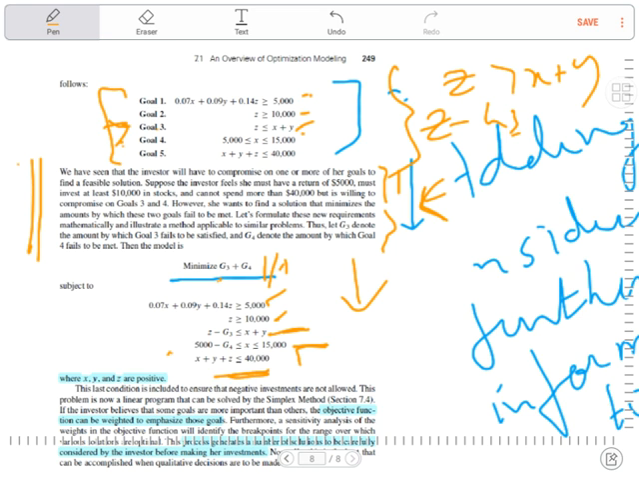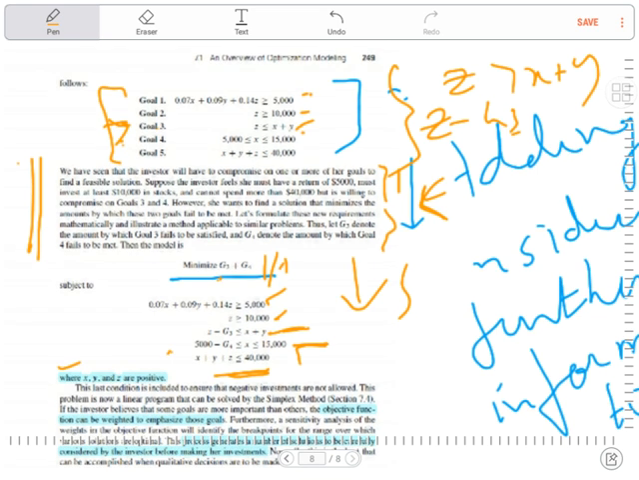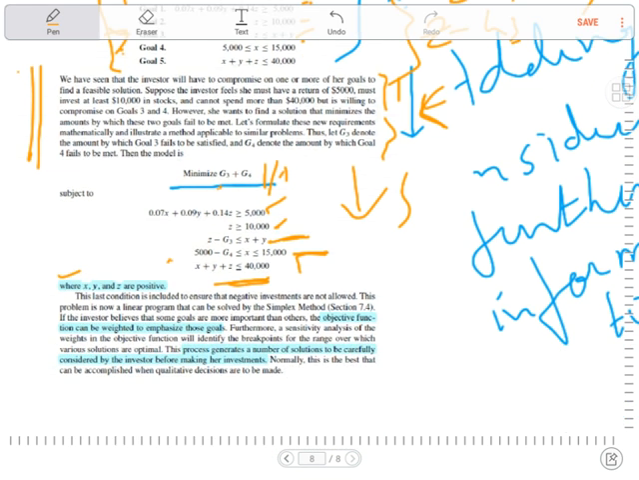In this case, obviously x, y, z are positive because they denote the amounts invested in the three categories. Obviously they cannot be negative. The last condition is included so as to ensure that negative investments are not allowed. Quite obviously, suppose she is investing $45,000 but she has only $40,000 in her hands, that is impossible. So to indicate that, this constraint is given.